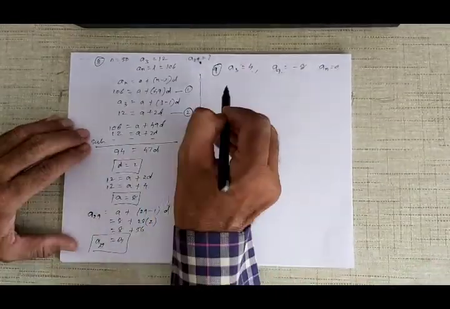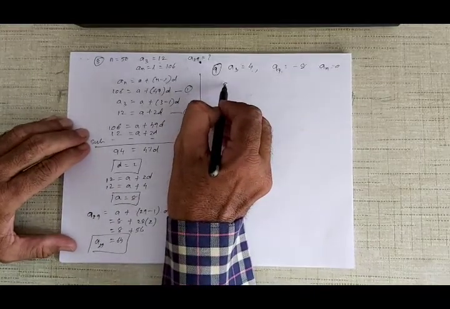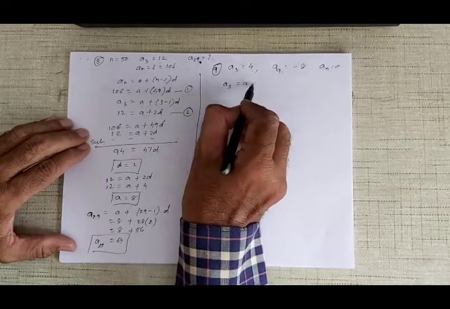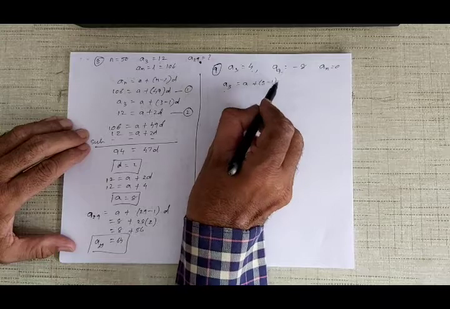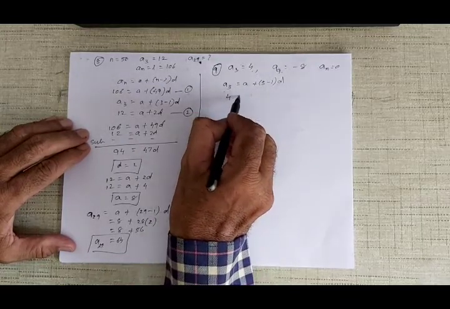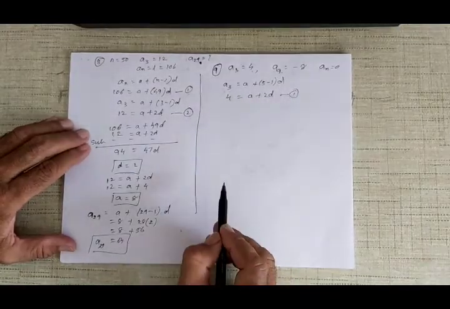Okay, now you see A of 3 is equal to 4. So A of 3 is equal to what? A plus n minus 1 into D. Okay, so what do I get? A of 3 is given as 4. 4 = A plus 2D. Let this be equation number 1.